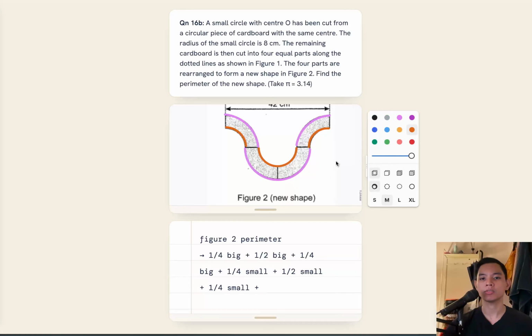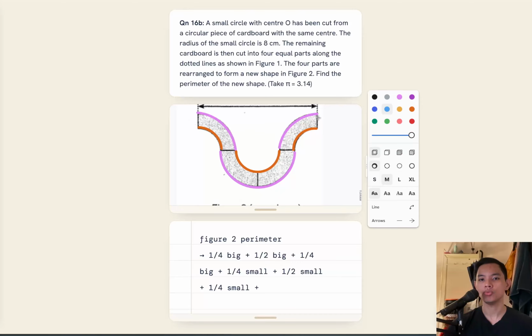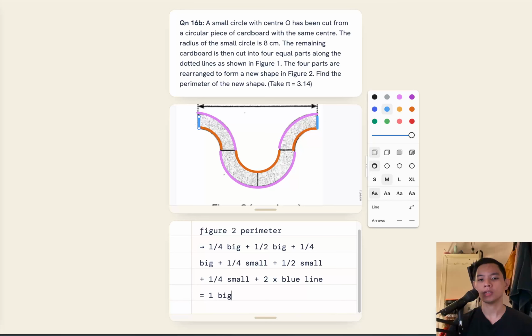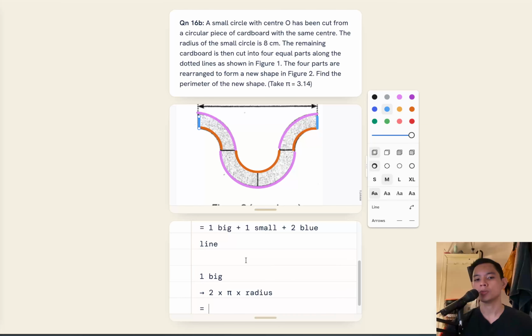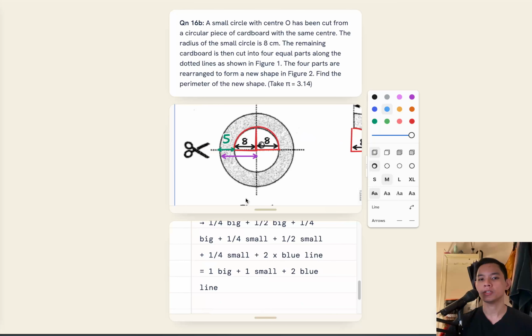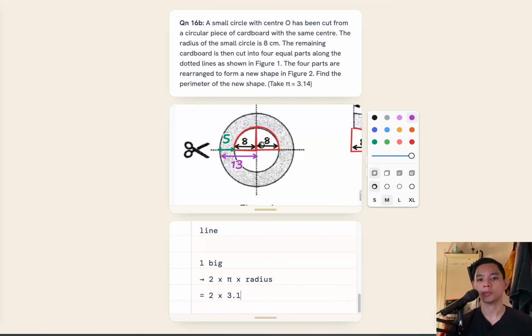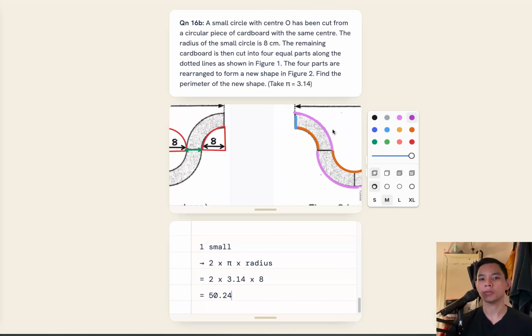Then plus there's two more things. This one will be 2, 1 here, and 2 times the blue line. So essentially it is 1 big plus 1 small plus 2 blue lines. So 1 big will then be 2 times pi times radius. So we know the big radius over here is 13. So 2 times 3.14 times 13. This will be 81.64. Then we want to get the small one. 1 small, 2 pi, the radius is 8, 50.24. And then lastly, we have the blue lines over here.